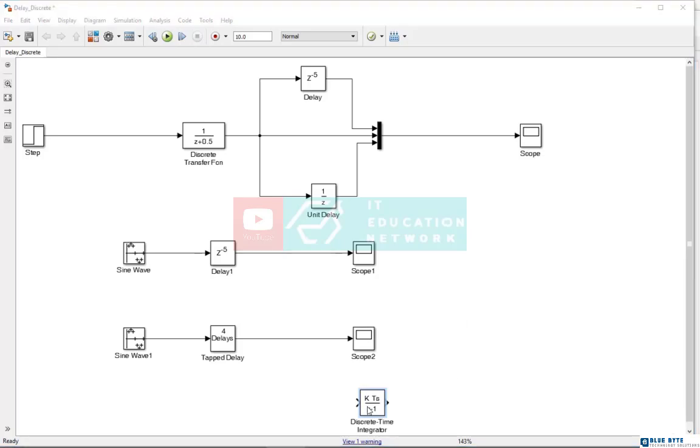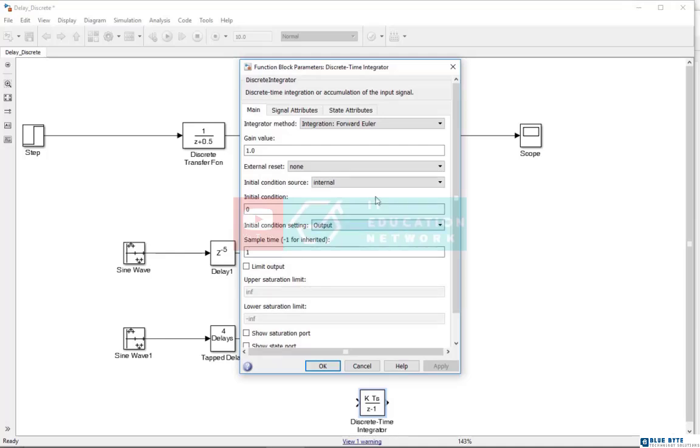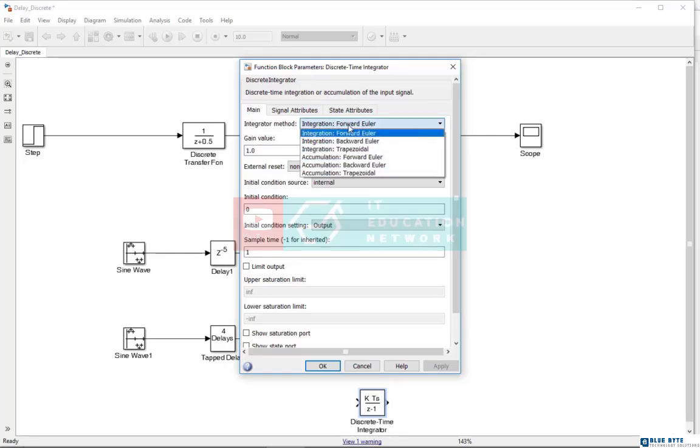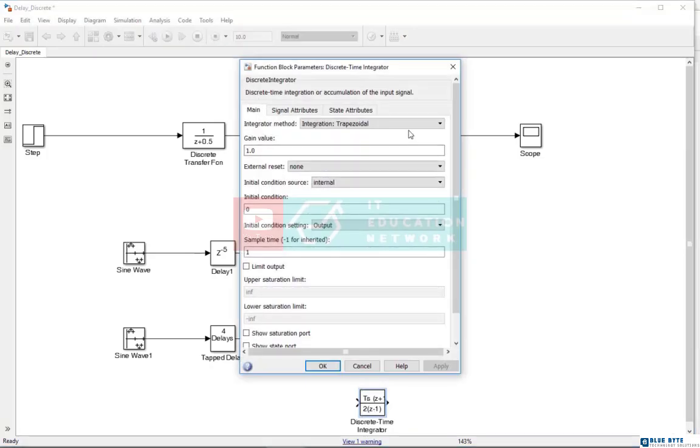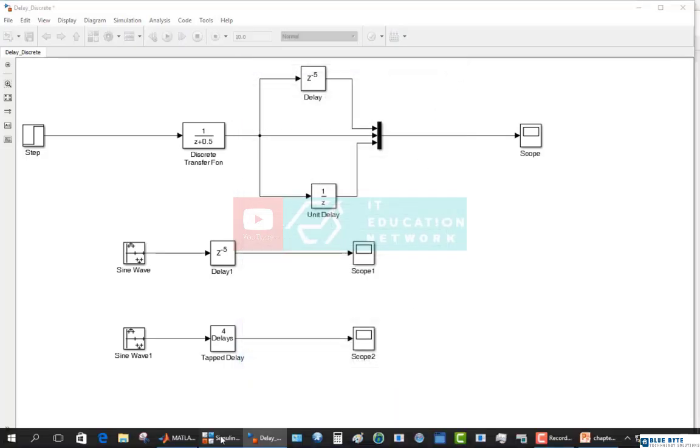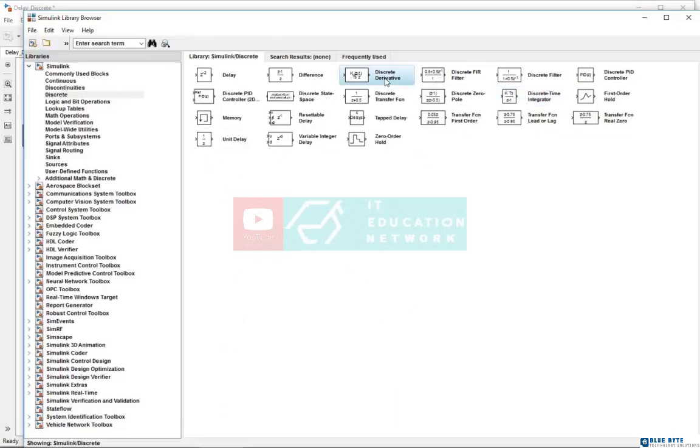That is how it is in the integrator method in that block. There are 6 methods for modes of integration in discrete systems. You can choose them and see the changes. You can use them according to your projects. Again, we have the derivative block. It's the same as that in the continuous system.